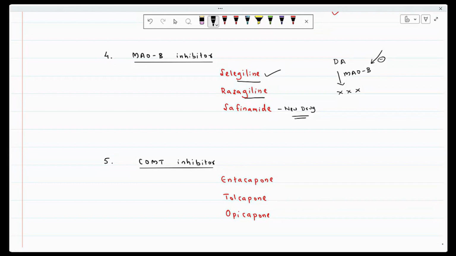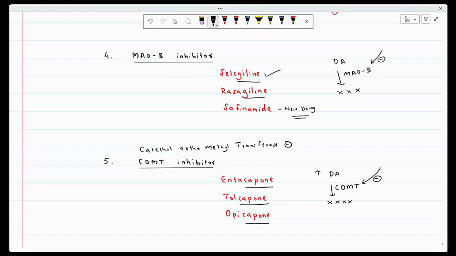Similarly, I told you dopamine is also metabolized by another enzyme called catechol-O-methyl transferase, to its corresponding metabolite. Now, if we can inhibit this enzyme, we can increase the dopamine level. So that is another strategy to increase the dopamine level: you inhibit the COMT enzyme. COMT is nothing but catechol-O-methyl transferase. And the examples are entacapone, tolcapone, opicapone. So these are the examples of COMT inhibitors.